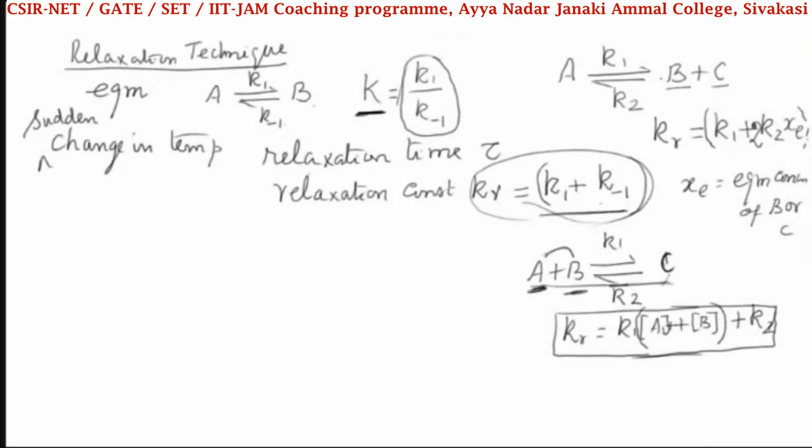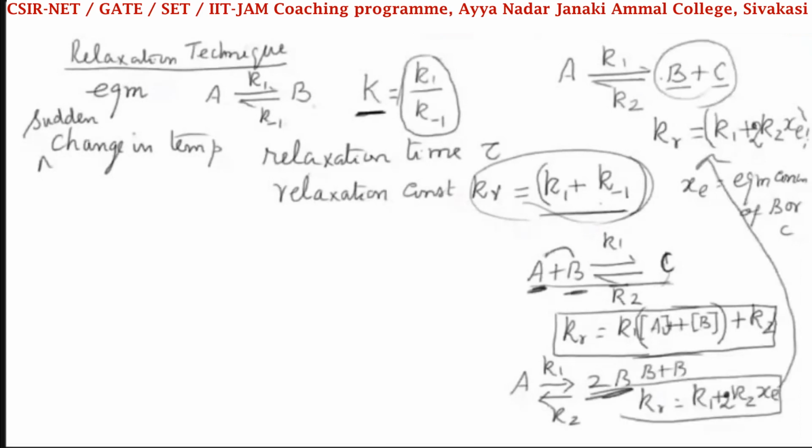Suppose you are given A giving 2B with the inverse. What is the relaxation constant? Let us assume K1 and K2. Kr is equivalent to this case, B plus A, same question, K1 plus K2. 2B can be written as B plus B, so K2 into the concentration of B into the concentration of B. The Xe equation is similar to this equation. Therefore, you can easily write down the relaxation constant equation.